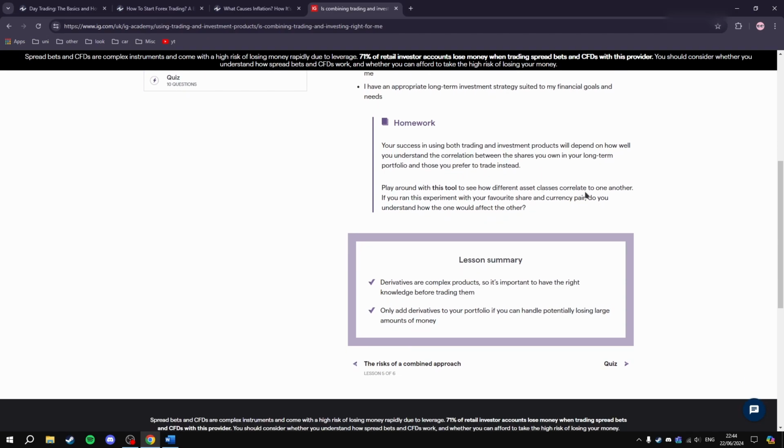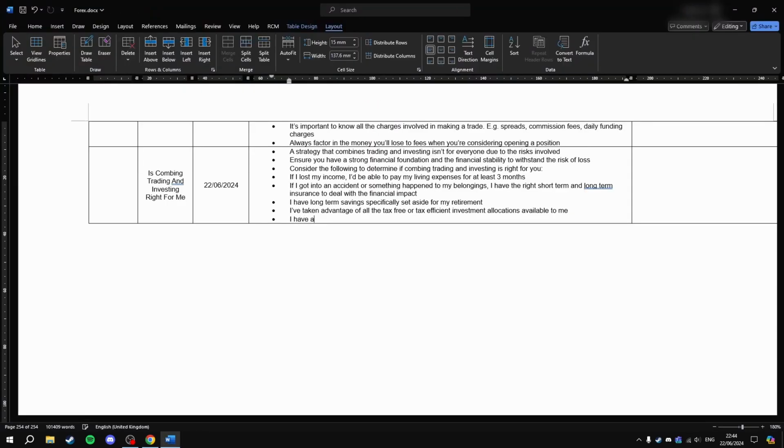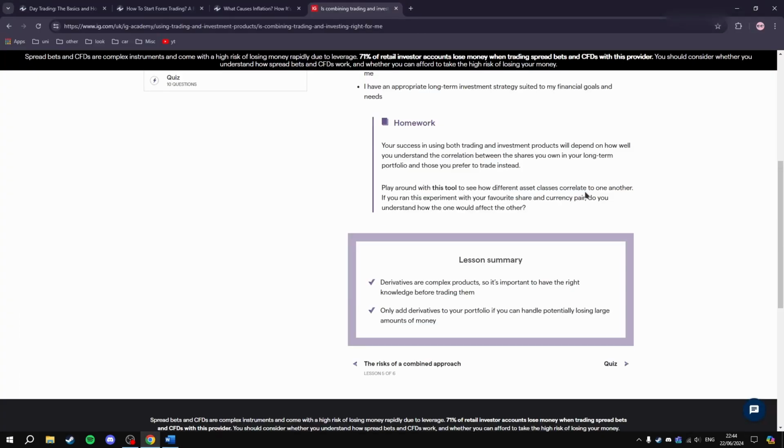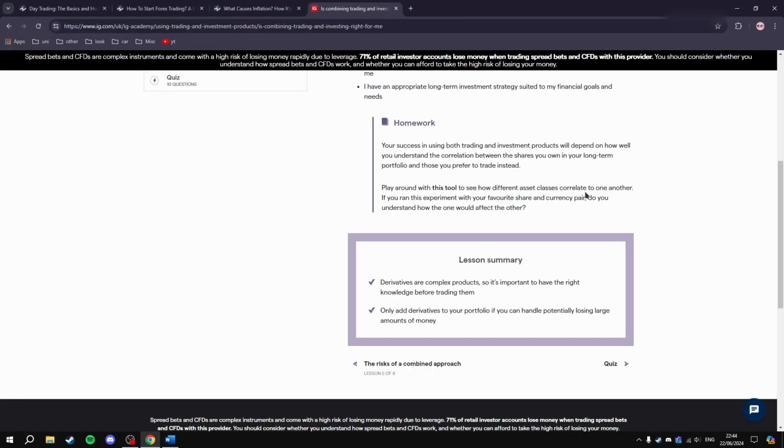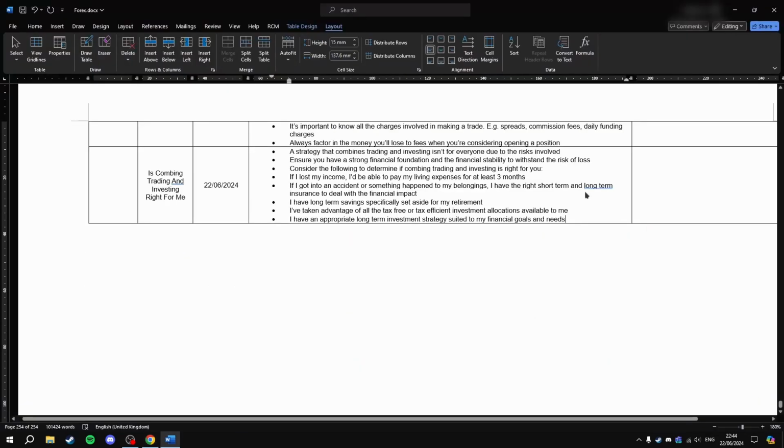I have an appropriate long-term investment strategy suited to my financial goals and needs.